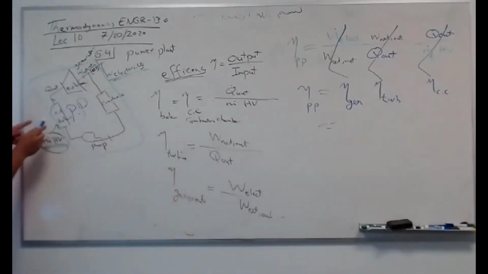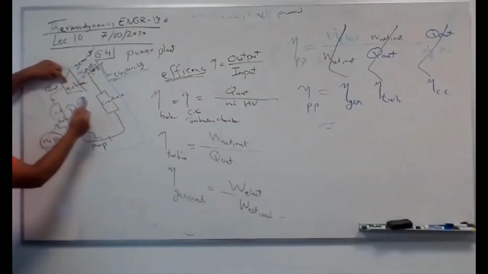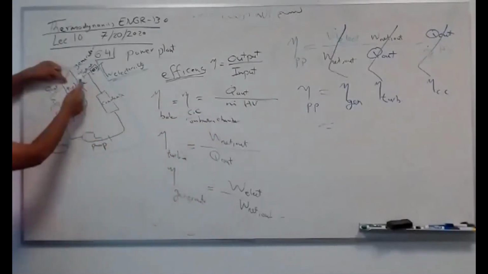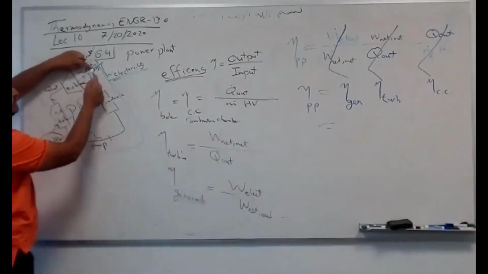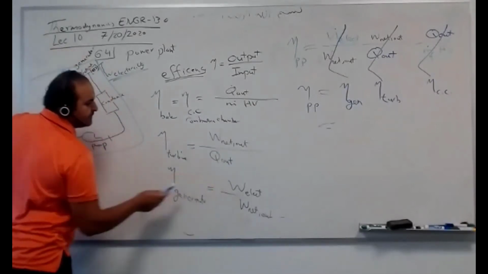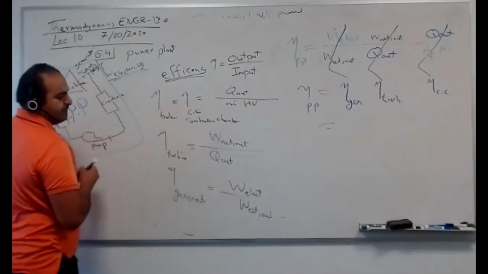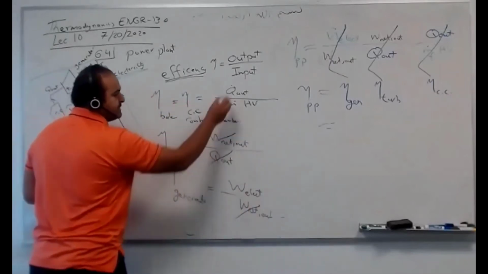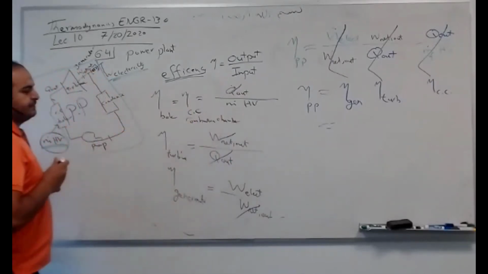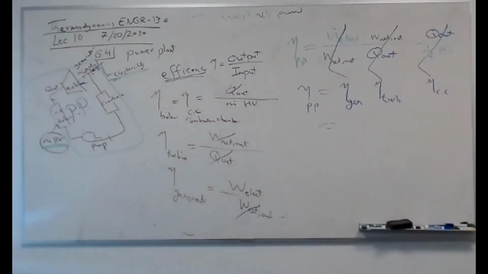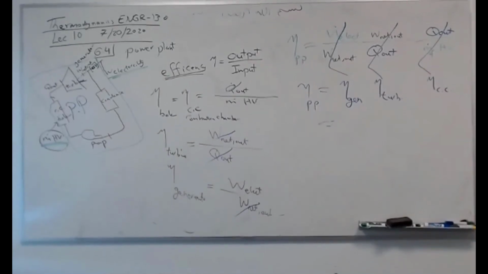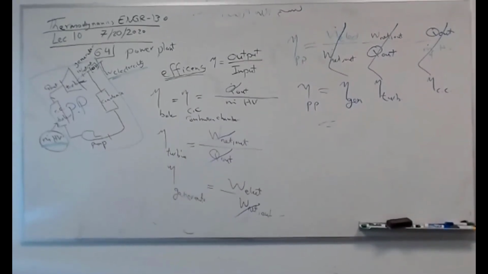Okay? Boiler efficiency, output over input. Turbine efficiency, output over input. Generator efficiency, output over input. If you multiply this by this by this, this cancels this, this cancels this. It became output over input. Make sense, guys? Does it make sense, guys?